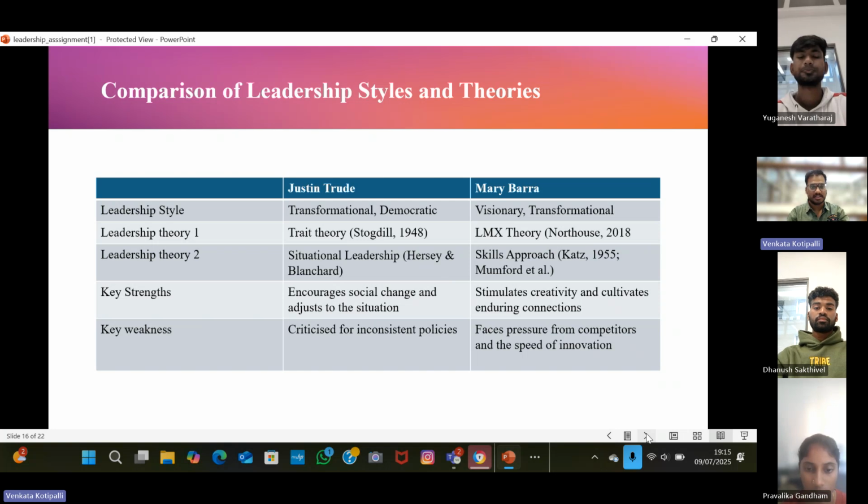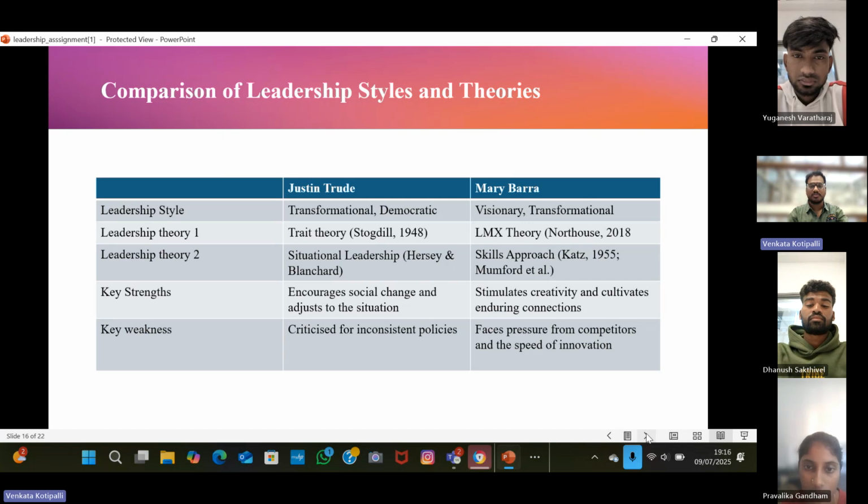Comparison of leadership styles and theories. Leadership style: according to Justin Trudeau, it will be transformational and democratic, while Mary Barra's will be visionary and transformational. Leadership theory 1: according to Justin Trudeau, trait theory, Stogdill, 1948. According to Mary Barra, LMX theory, Northouse, 2018.